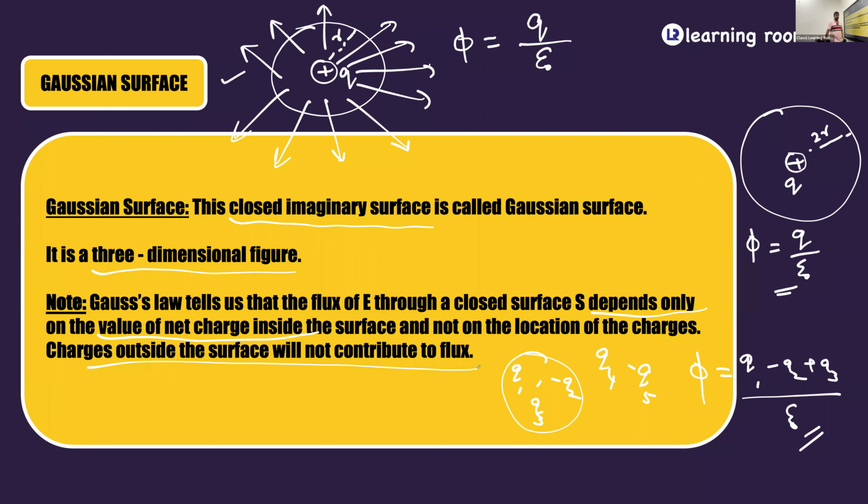And secondly, what did we do here? I didn't write it as Q1 plus Q2 plus Q3. I wrote it as Q1 minus Q2 plus Q3. What property of charge did we apply? It's the additive nature of charge. So we applied the additive nature of charge. Am I clear with this? So this is all about the Gaussian surface and the important points related to Gauss law. So please make a note of it.